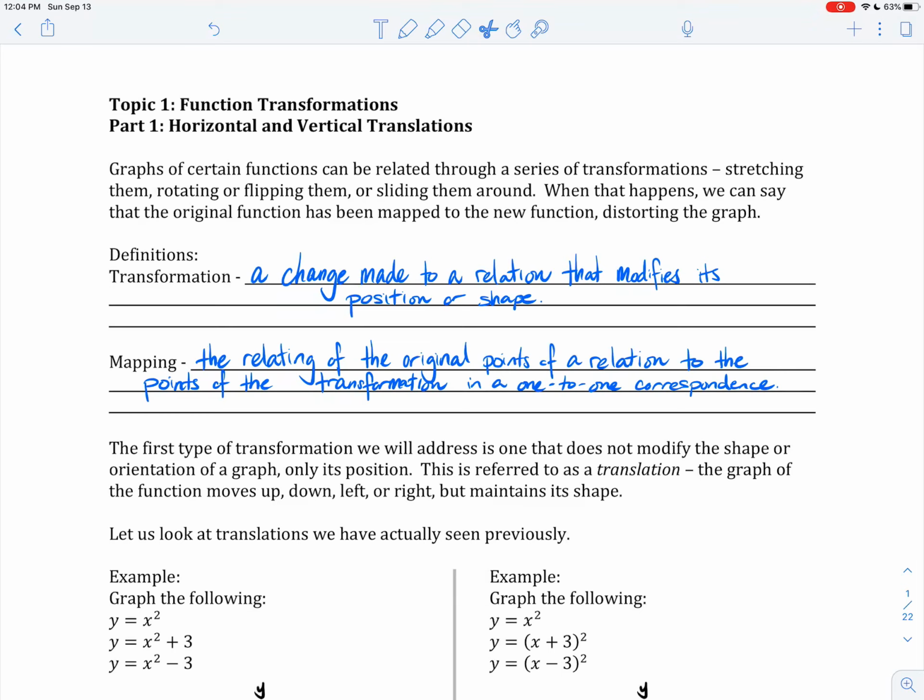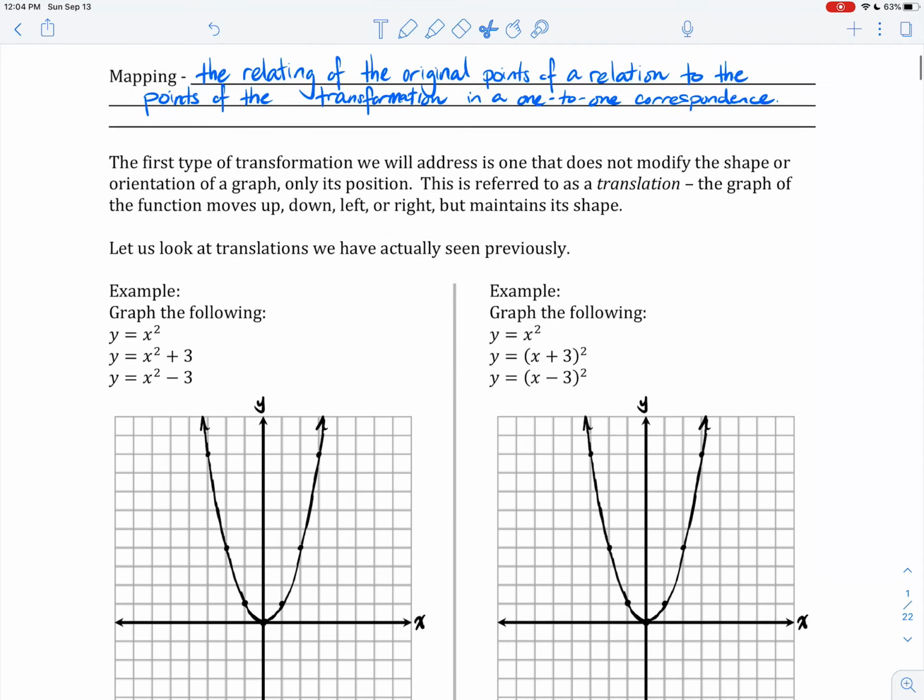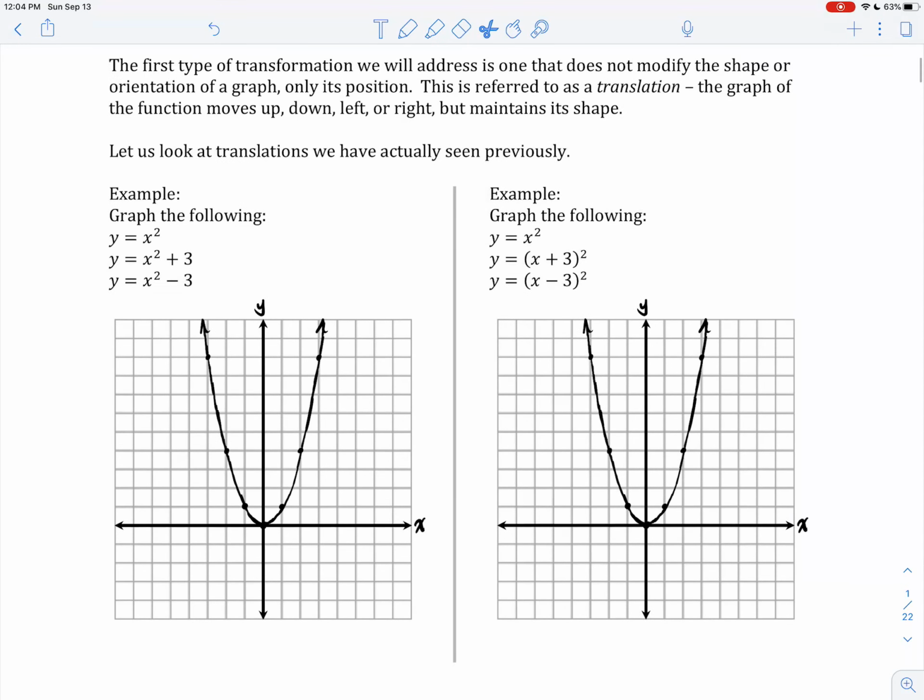Once upon a time, perhaps about a year ago, you looked at graphing parabolas. So we had quadratic relations. If we were to graph the ones on the left, y equals x squared is our parent parabola, which looks just as it's drawn here.